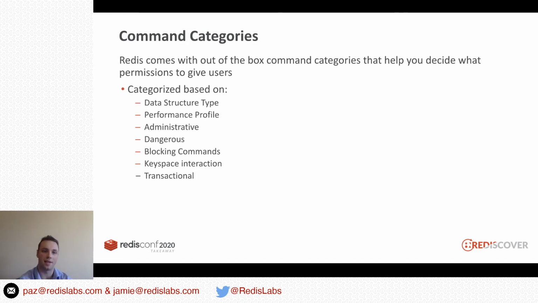Let's go over some command categories. Redis comes with out-of-the-box command categories that you decide what permissions to give. Categories are based on several structures. First, you have the data structure type. You also have the performance profile. You can tell whether a command is administrative, blocking, key space command, or a transactional command.